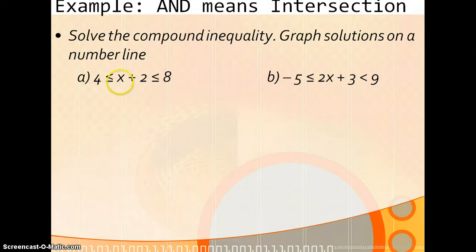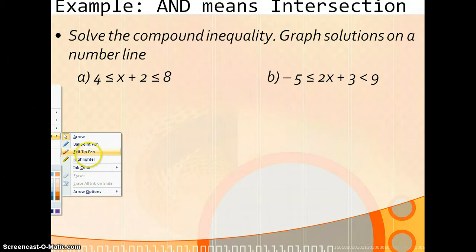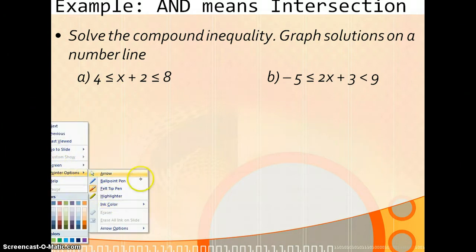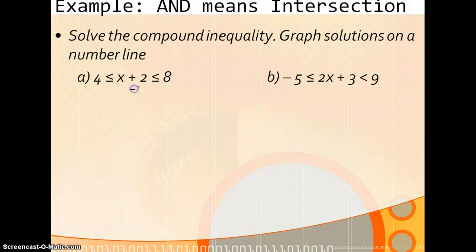So if we wanted to solve for x, the first thing we would want to do is subtract the 2. This one is a one-step question because x only has the 2 attached. When you subtract 2, you have to subtract 2 from everything, from all three portions of this compound inequality. So 4 minus 2 is less than or equal to x, because the 2 cancels out, and then is less than or equal to 8 minus 2, which is 6. Now we have what's called a compound inequality.